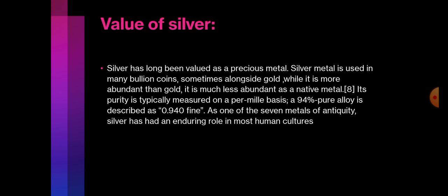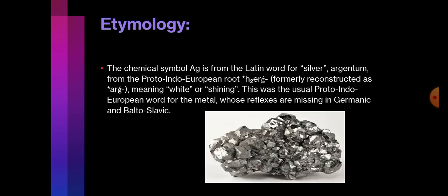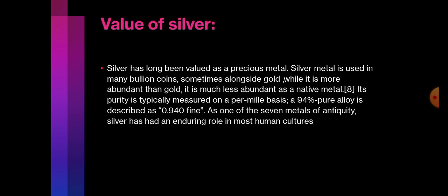Value of silver. Silver has long been valued as a precious metal. Silver metal is used in many bullion coins, sometimes alongside gold. While it is more abundant than gold, it is much less abundant as a native metal. Its purity is typically measured on a per mille basis; a 94% pure alloy is described as 0.940 fine. As one of the 7 metals of antiquity, silver has had an enduring role in most human cultures.